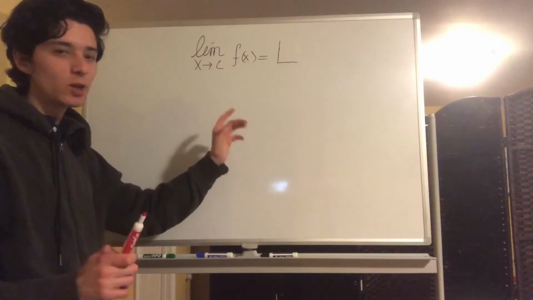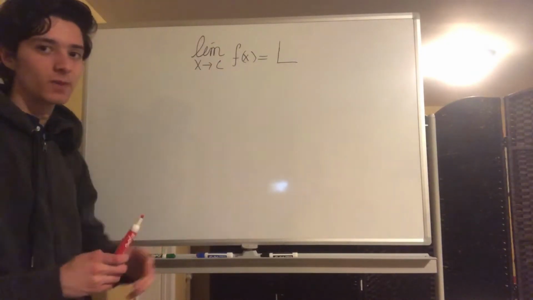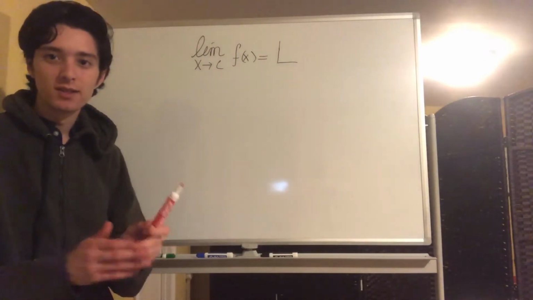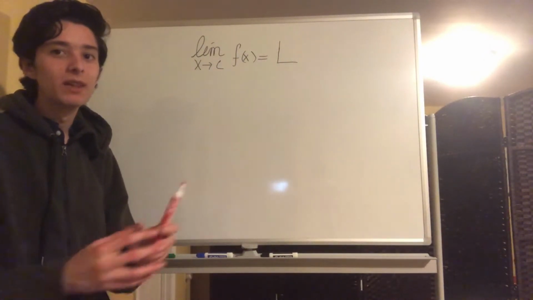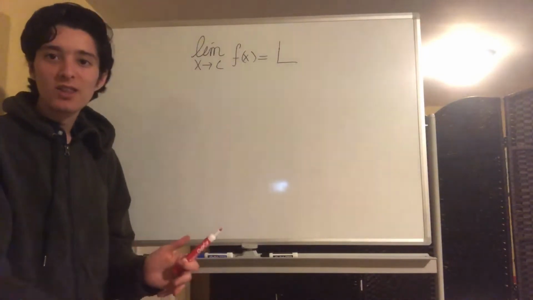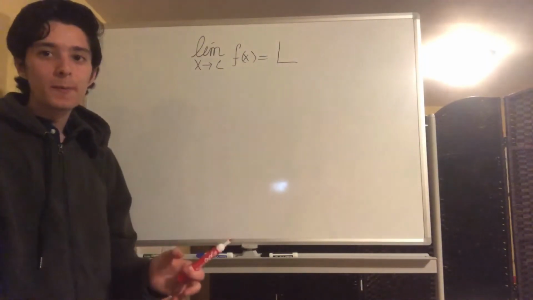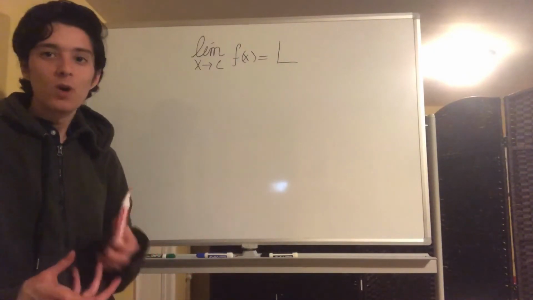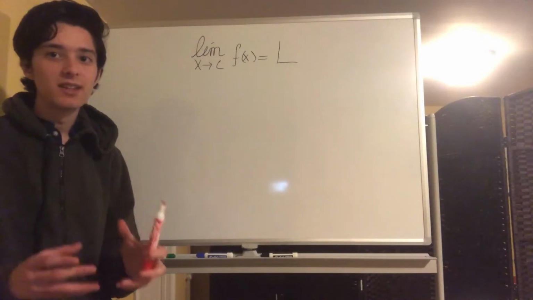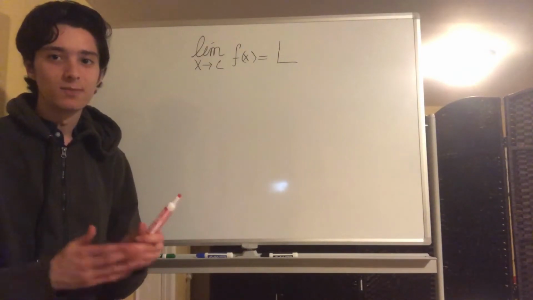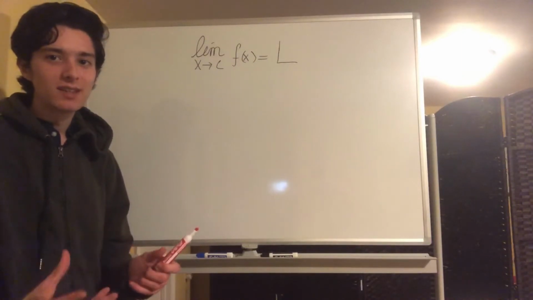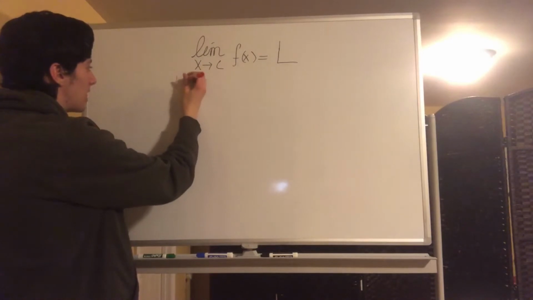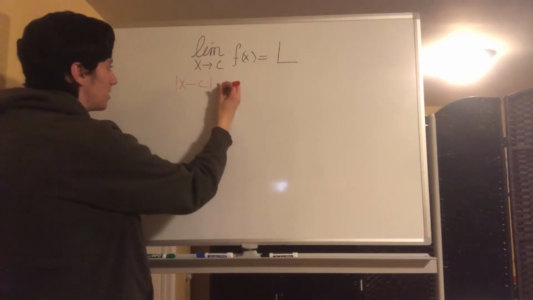Now, let's look at x approaches c. So we can think about that as x is getting very close to c. Right? X can be a little bit less than c, x can be a little bit greater than c, but x is not necessarily equal to c. So we can describe that more quantitatively by saying that the distance between x and c is small. And we can describe this distance by saying the absolute value of x minus c is small.